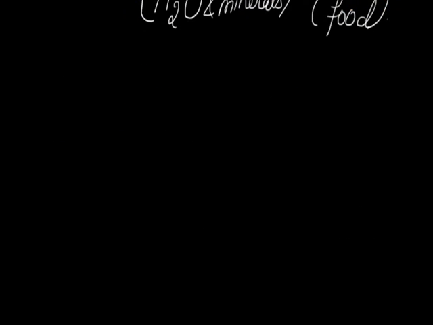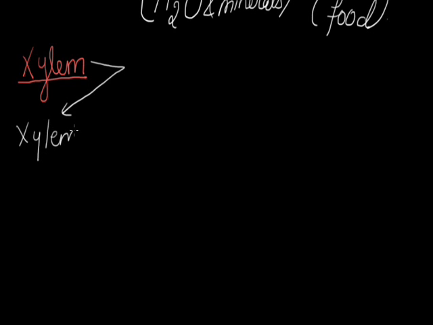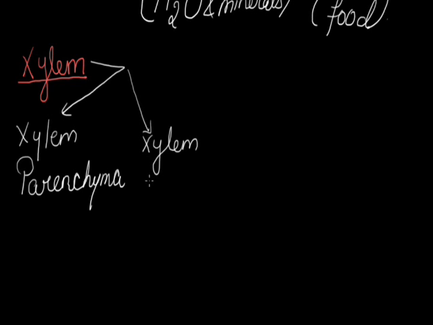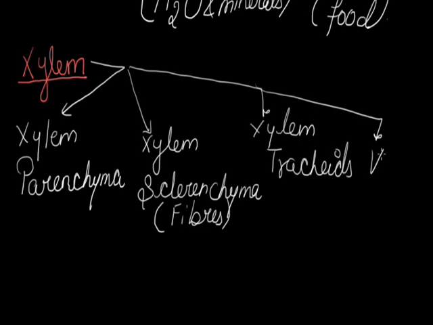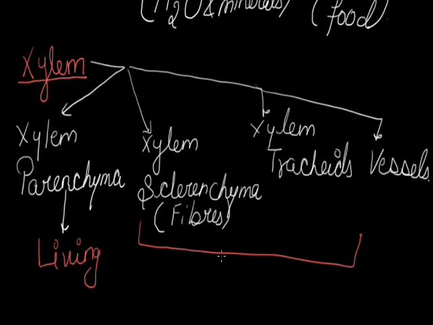Next, first of all, we will talk about xylem tissue. The xylem tissue is broadly divided into four parts, that is xylem parenchyma, xylem sclerenchyma, also known as xylem fibers, xylem tracheids, and of course xylem vessels, where xylem parenchyma is living and all the rest are dead tissue.